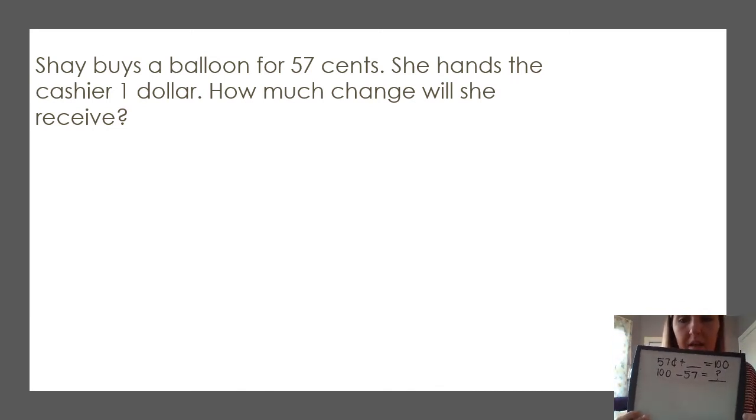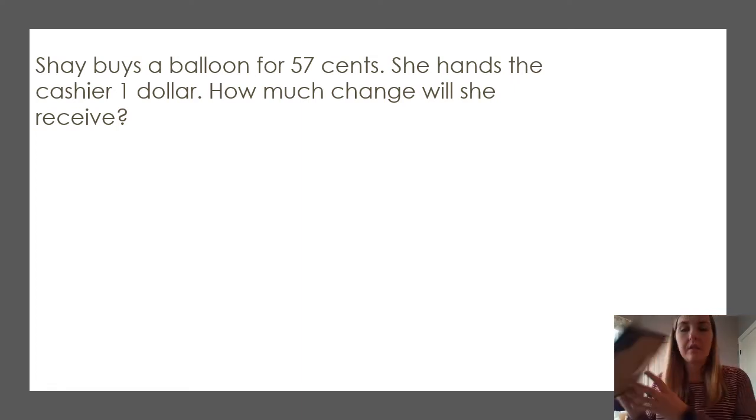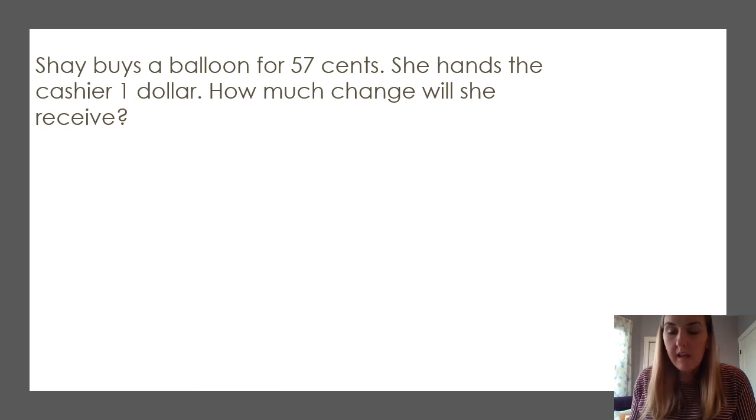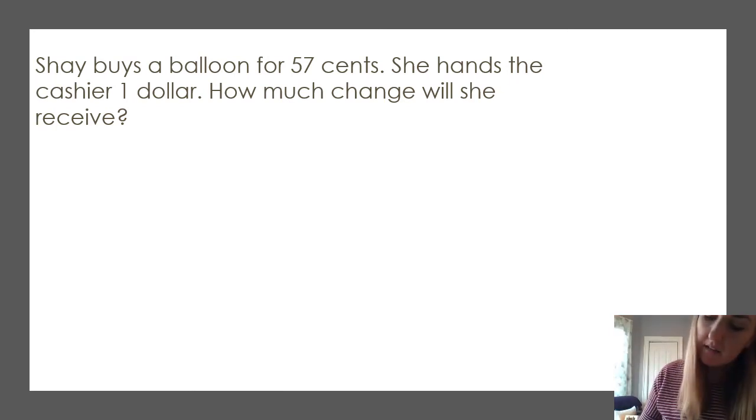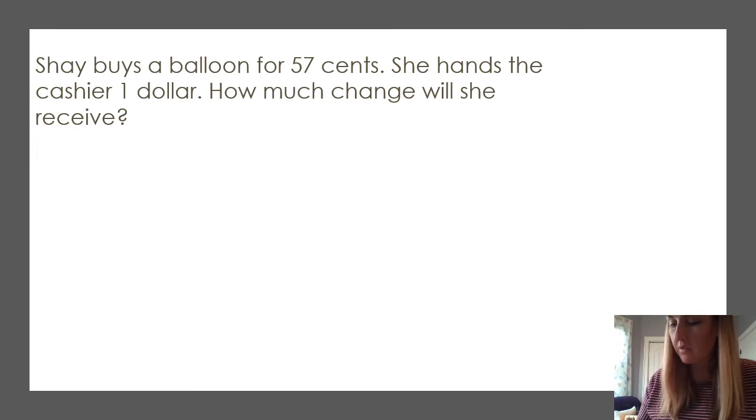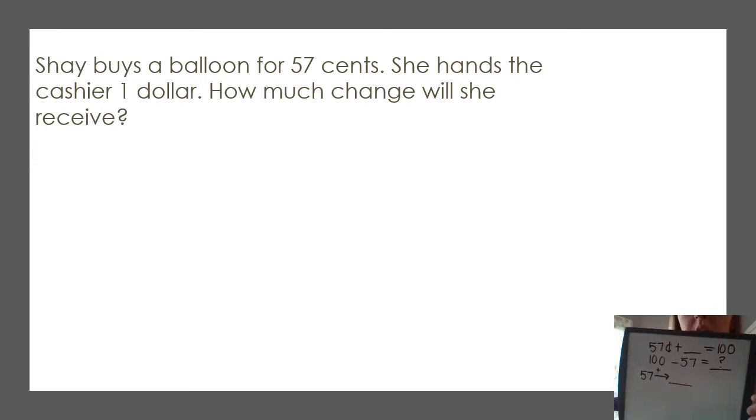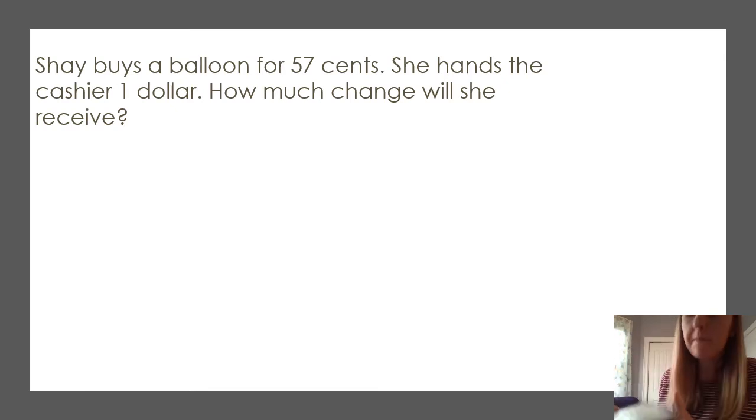All right, the cashier is going to take away the 57 cents from 100 or $1 bill, and Shay is getting back what is left. You could use the arrow way to solve this like we've been practicing. So 57, arrow, plus what gets me to a benchmark number? 7 ones plus gets me to the next 10. 57, 58, 59, 60. Plus 3 equals 60.